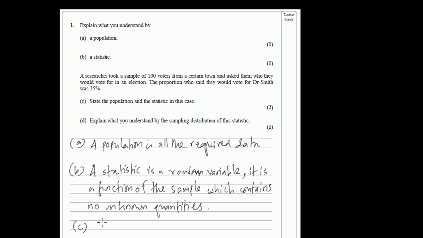So the population is the voters. So all the required data is the population. Now the statistic is the calculation that you make. It's a calculation. So here the proportion, the statistic is the proportion.